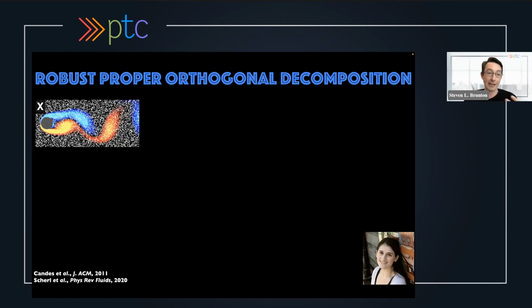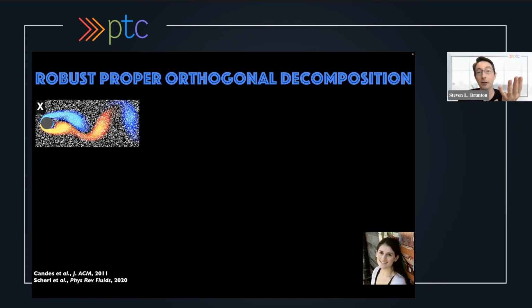And of course, Isabel is an excellent experimentalist, so her flow fields never look this bad. This is kind of a cartoon of how bad things can get.